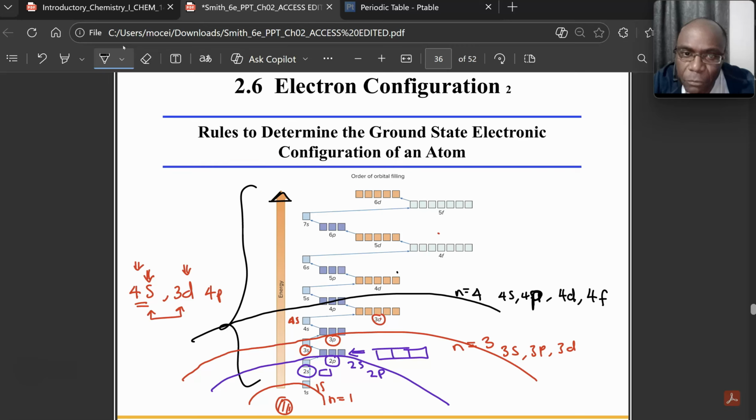However, the rule also applies here. You want to fill up the 5s before you fill up the 4d, and then you can now skip and fill up the 5p. Then you will have to fill up the 6s before you fill up the 4f, because we have to account for the 4f. So there are irregularities in filling up those orbitals once you hit the 3p level. But you get the idea. The lowest energy is going to be the first energy shell.